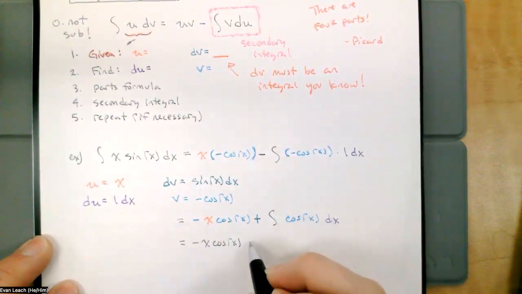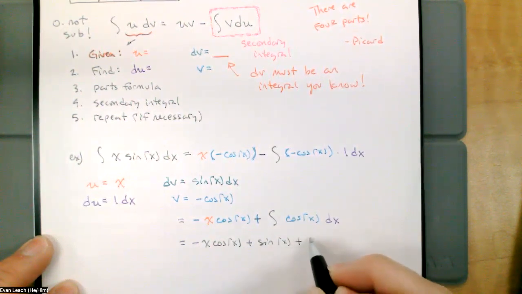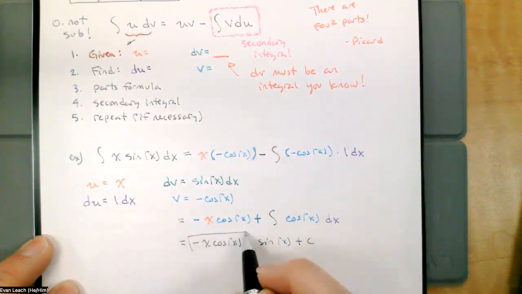The integral of cosine is sine, because the derivative of sine is cosine. Since we've done all of our integrals, we can write plus c.